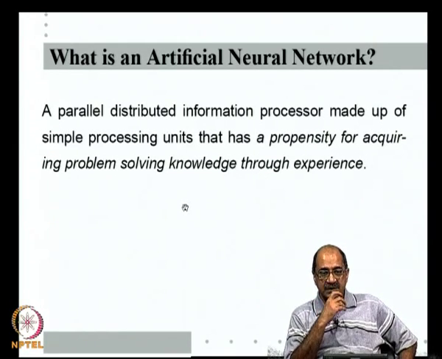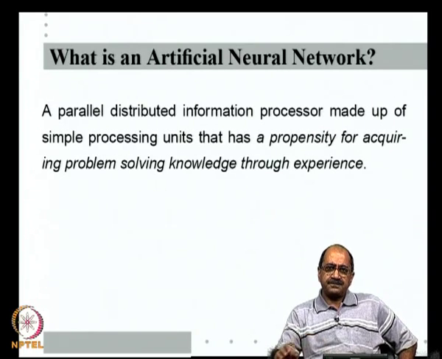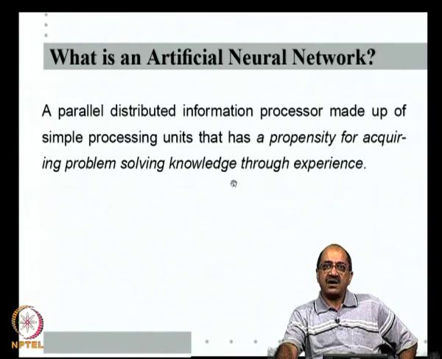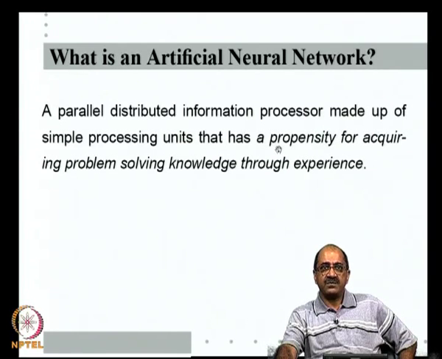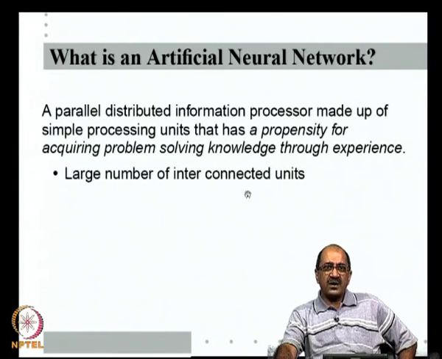So, basically that is what is useful for us, because as we have seen, most of machine learning is about learning from examples. So, a computing paradigm which puts learning as the cornerstone of all problem solving is important to us. So, that is how the original artificial neural networks are thought of. A parallel distributed information processor contains a large number of simple units and has a propensity for acquiring problem solving knowledge through experience. So, what is it characterized by?